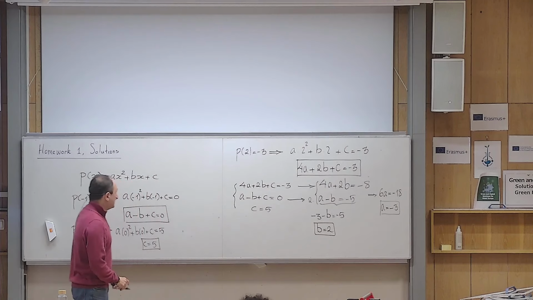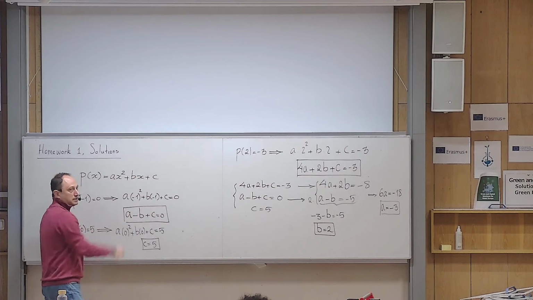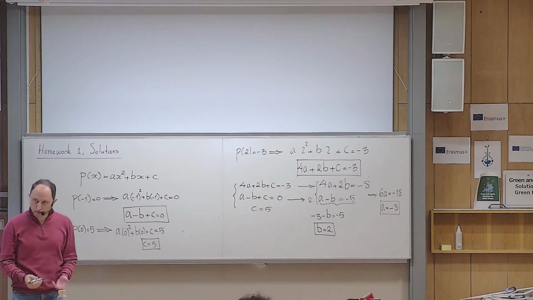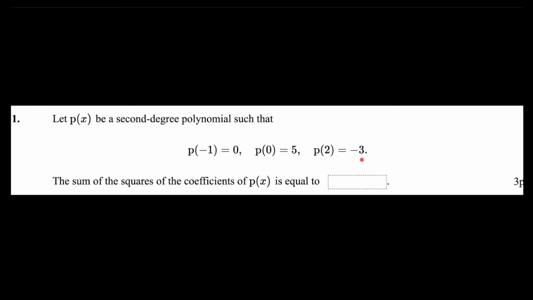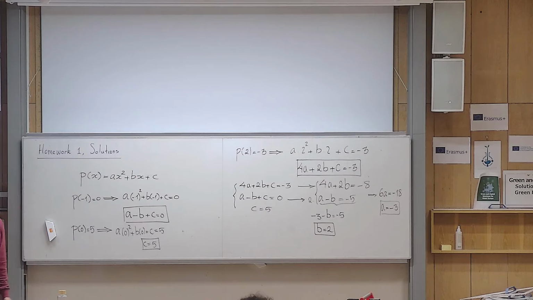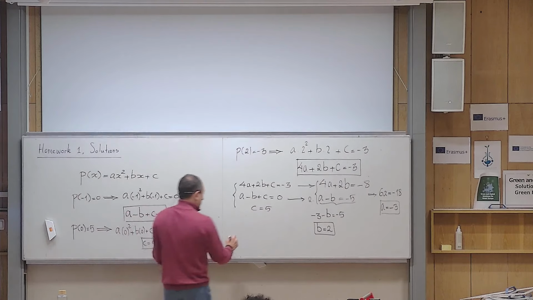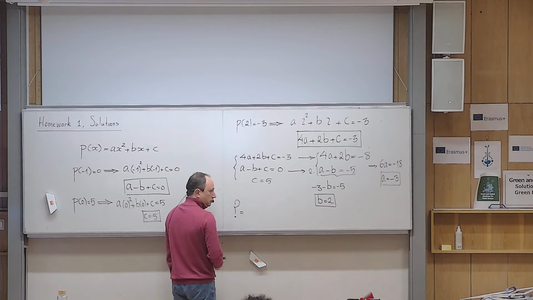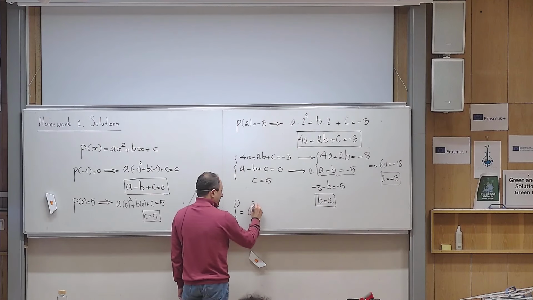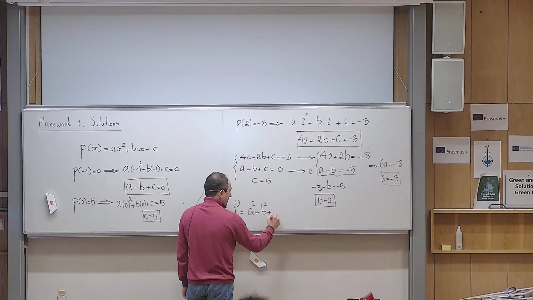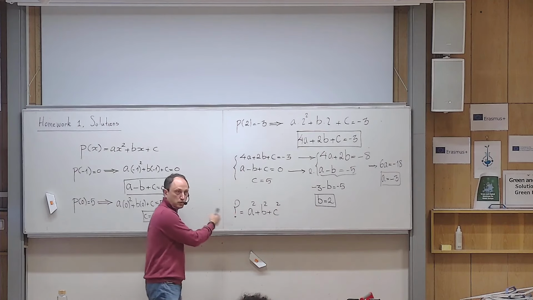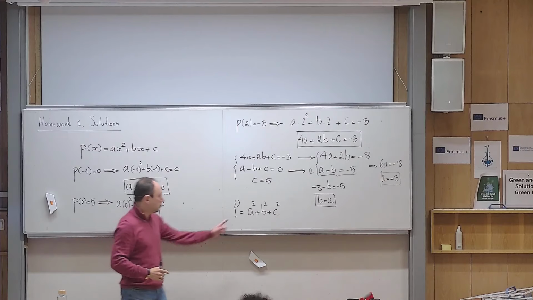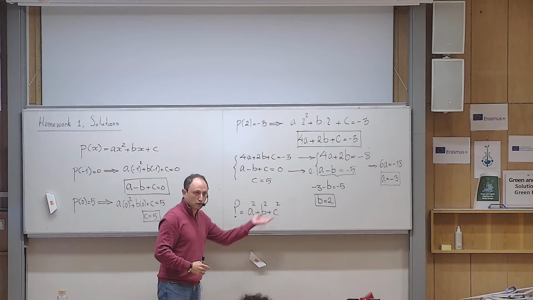So what is the mathematical name for a, b, and c? Coefficients. And let us go back to the question. What this is asking us, the sum of the squares of the coefficients. So the question mark is what? The question mark is the sum of the squares of the coefficients. It means a squared plus b squared plus c squared. Everyone understands? This is what the question asks for. The sum of the squares of coefficients.